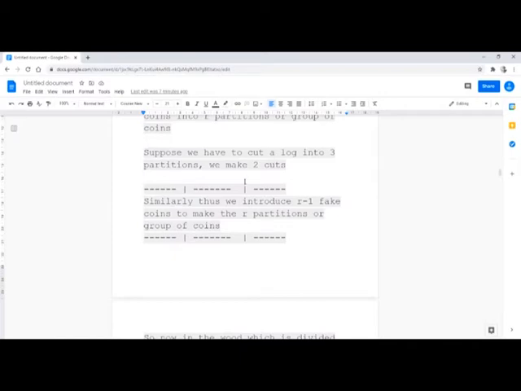So these are the 2 cuts we make. Suppose this was the entire log, which is cut into parts to give us 3 partitions. Similarly, thus we introduce r minus 1.